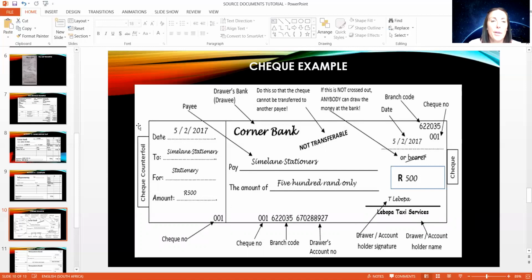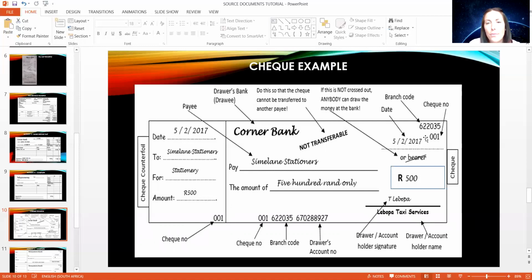So it's very important that if you ever had to fill in a check and your checkbook, that your check counterfoil is filled in completely, because that will be all that's left for you to record your transactions from. Okay, so let's have a look.